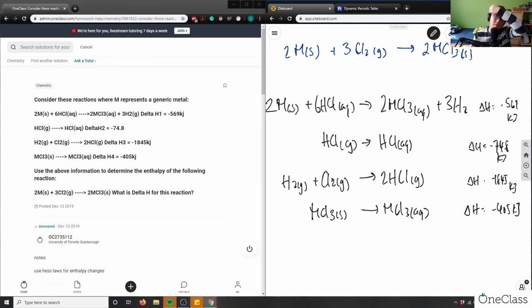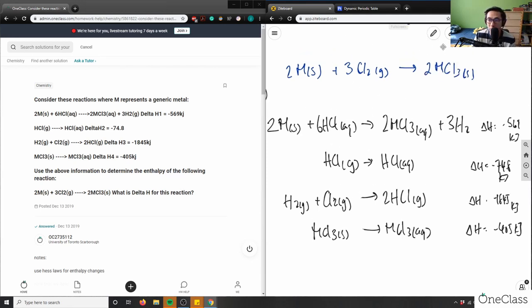So what we have to do in the Hess problem is make this target. The blue one here is our target formula, and it's comprised of these other chemical formulas. So let's look at the first one. I need 2M solid, right? I have 2M solid here on our left side, which is good. They all have to be on the same side as well.